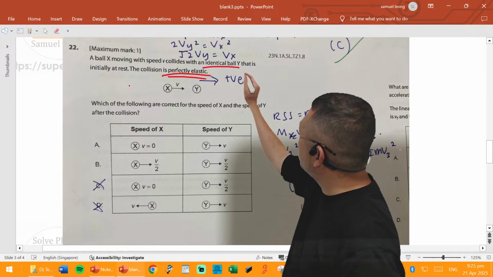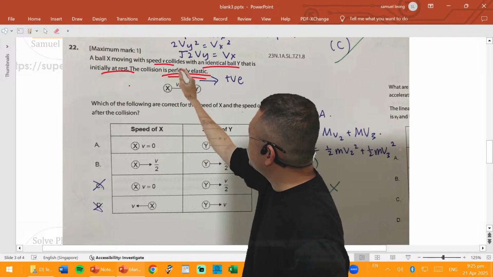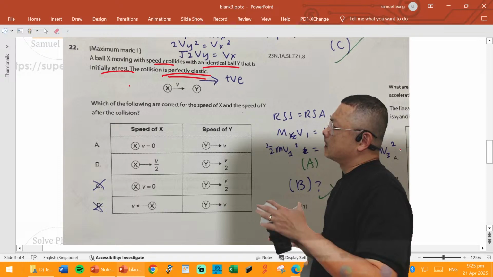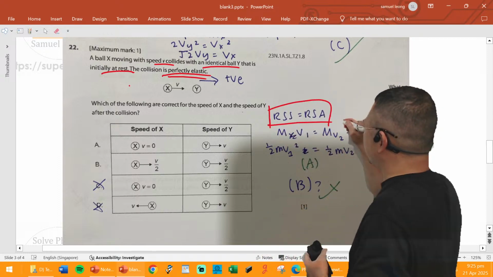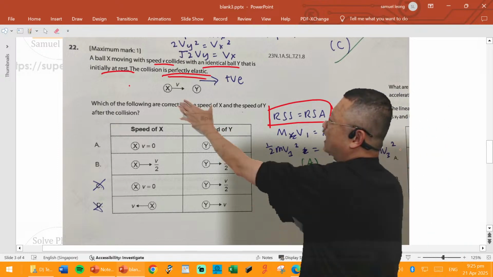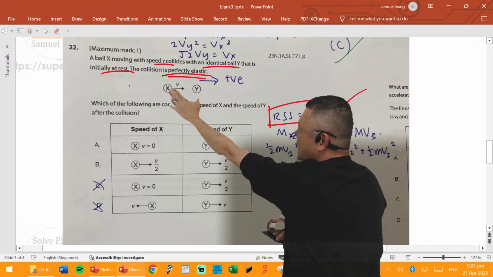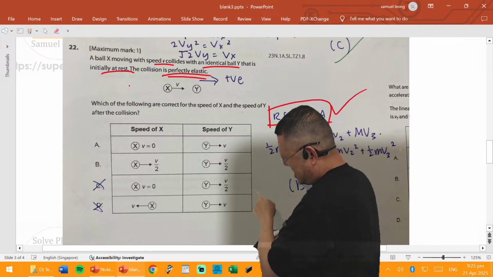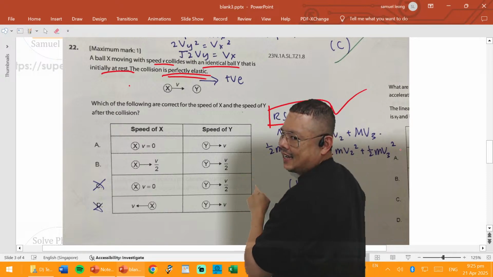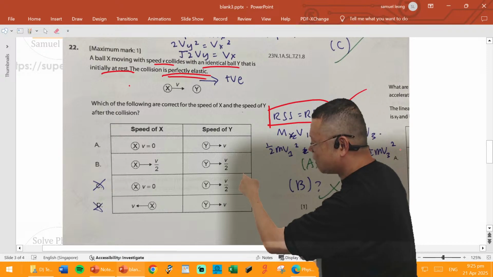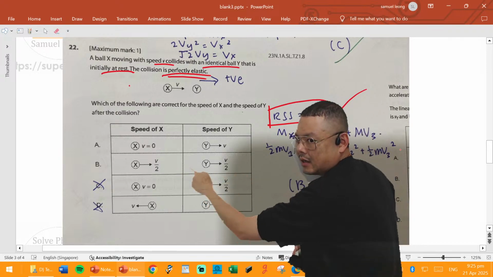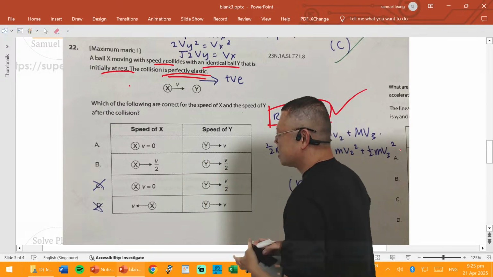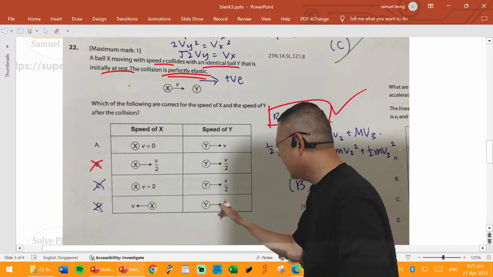Because it's an identical ball, initially at rest, with speed V, whatever momentum X has, it transfers over to Y. The key thing is that the relative speed of approach equals the relative speed of separation. The relative speed of approach is V minus 0, so the relative speed of separation should be V minus 0, which options B, C, and D don't show. Look at B. What's the relative speed of these two? They're moving off together, so this is a completely inelastic collision. So B is out.